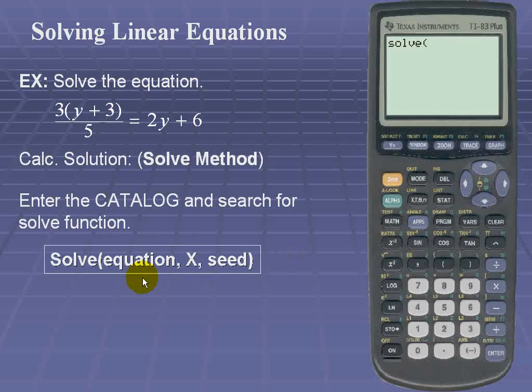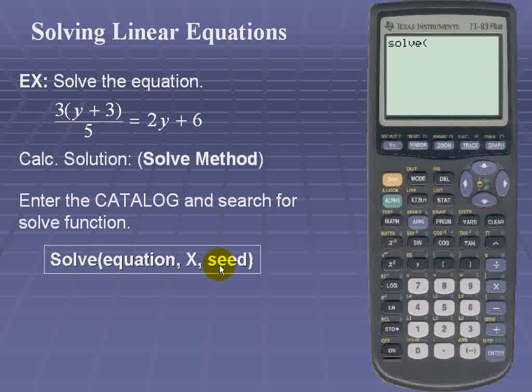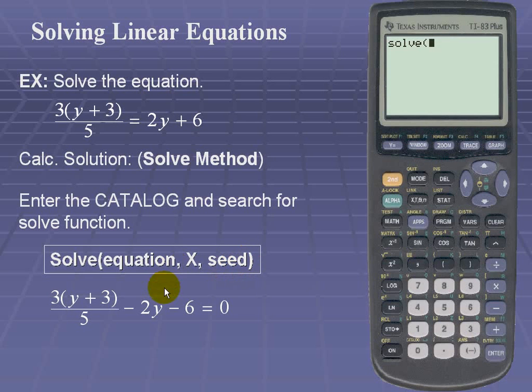And here's how the solve function works. You must enter an equation, but you must be sure that the equation is set equal to 0. We'll then enter our variable, in this case x, which is here, and then we'll put in a seed value that's any random number. So our equation, when we set it equal to 0, we would simply subtract 2y from both sides, and we would simply subtract 6. I'm not really going to simplify anything. I'm going to put it in the calculator in this long form.